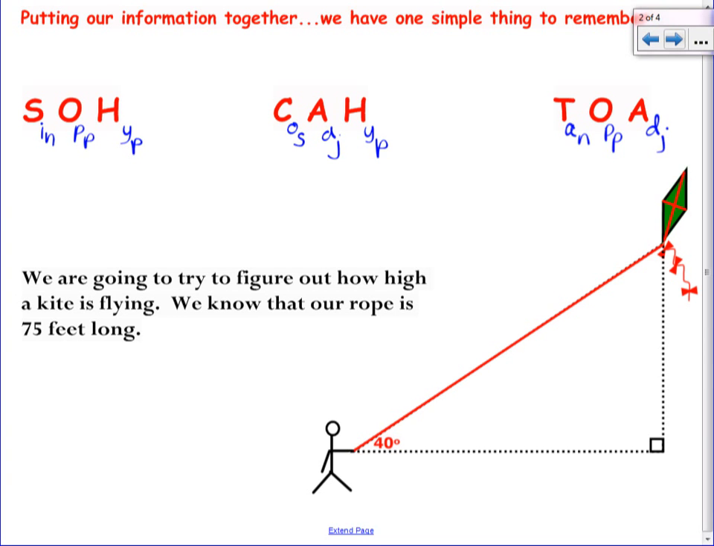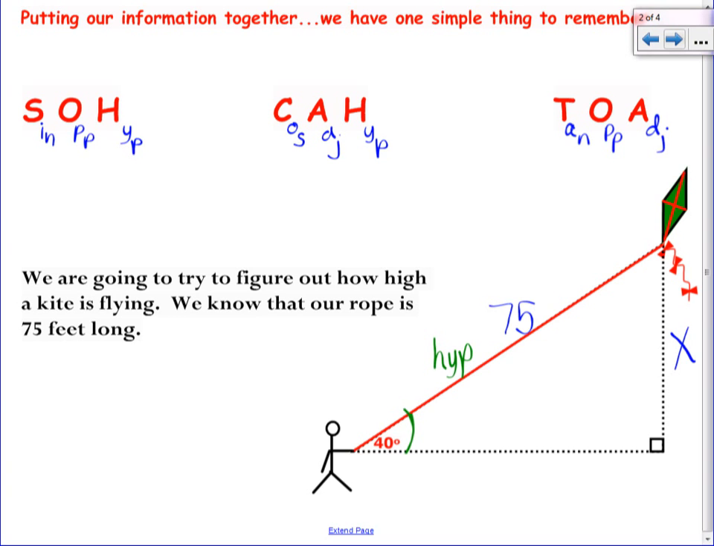All right. So they're not going to tell you which button to use. You're just going to have to figure out, well, what two sides did they give me? So let's look at this problem. We're going to try to figure out how high the kite is flying. So here's our variable that we're trying to figure out, how high it is off the ground or from this person's hand. We know that the rope is 75 feet long. So here's how we figure out which button to use. They're always going to give you an angle to focus on. We have to figure out what two sides have something written on them. So what would we label on this side right here? This is the hypotenuse.